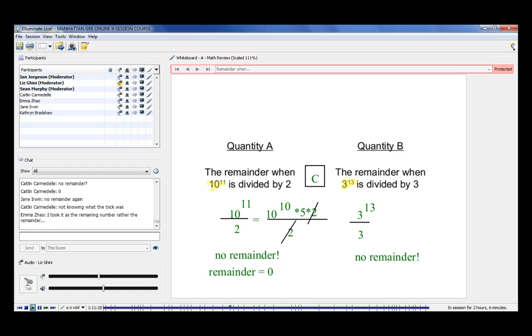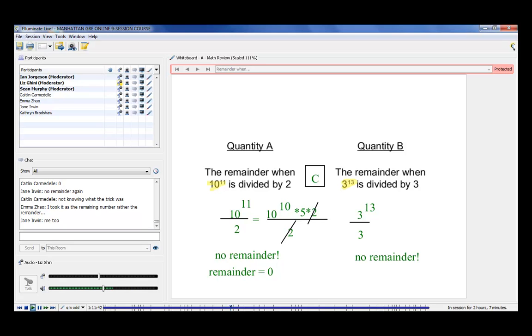Okay, so Emma was saying, I took it as the remaining number rather than the remainder. Okay, so that was a definition. Emma, the thing to do is to make flashcards of the definition. You definitely have to know remainder, quotient, product. All right, and Caitlin, you're saying, okay, Jane, flashcards with the definitions. They expect you to know that.